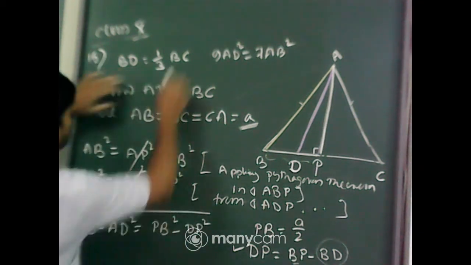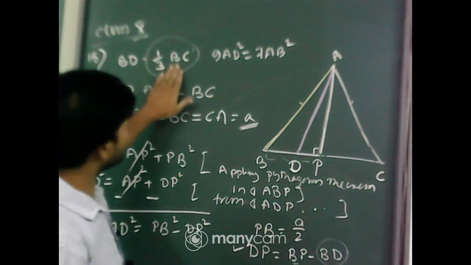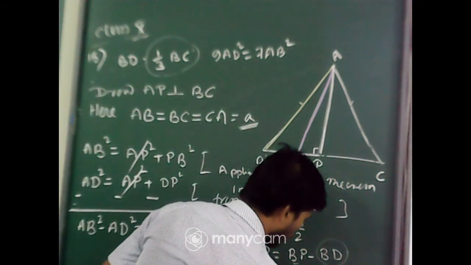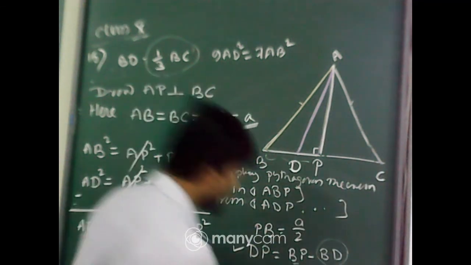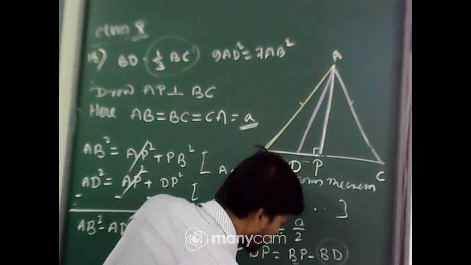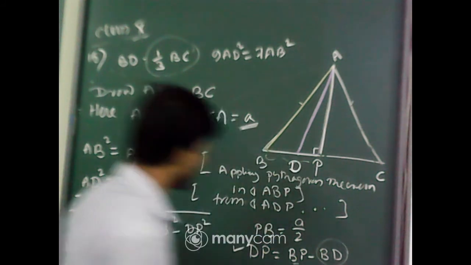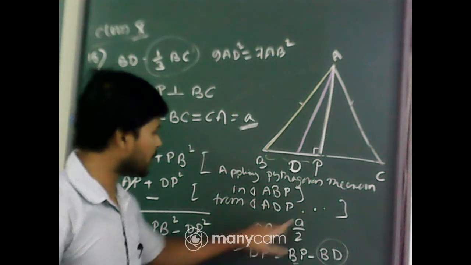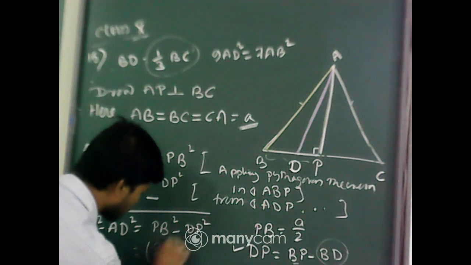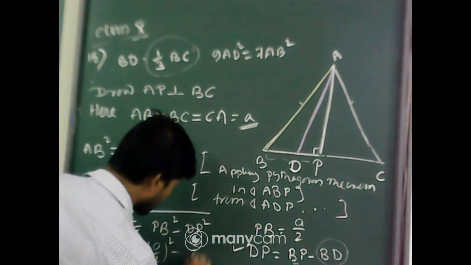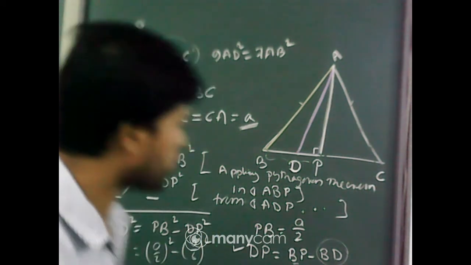Now BD is equal to 1 by 3 of BC, it is given. So 1 by 3, and the value of BC is again A. If we do the calculation, LCM is 6, so it will be 3A minus 2A, that means A by 6. So DP equal to A by 6 and PB equal to A by 2. Put it here: A by 2 whole square minus A by 6 whole square. Tell me, up to this do you have any problem? Almost we have completed this one.